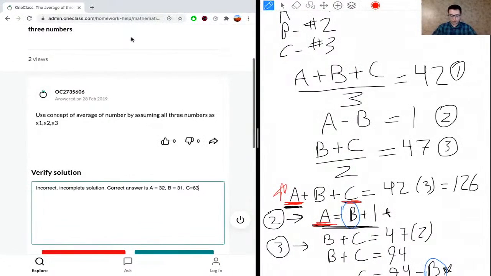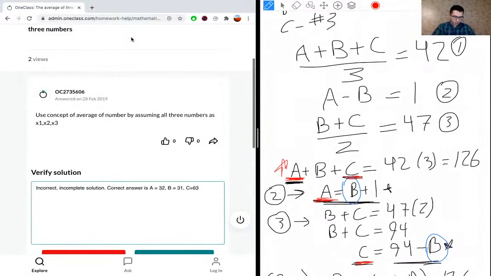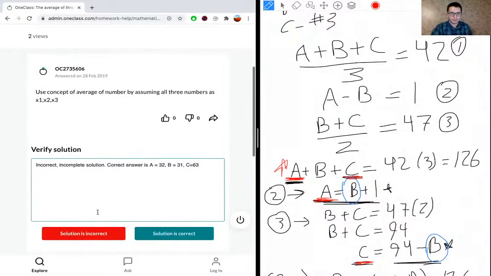The second one is pretty straightforward: 32 minus 31 equals 1. And then lastly, B plus C, so 31 plus 63, divided by 2, we get 47. So we double check the answer, and our answer is correct. So the solution here is incorrect, our answer is correct.